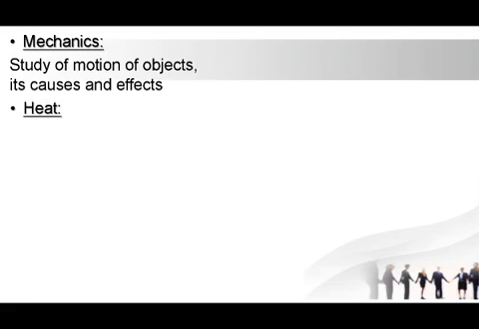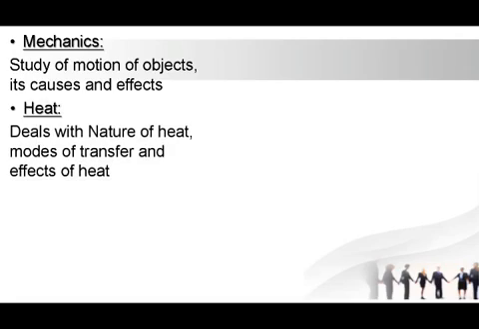Now next branch is heat. Deals with nature of heat, modes of transfer, and effects of heat. Nature of heat: it was first considered that heat is a type of matter, but further experimentation proved that heat is not matter, because it is invisible, weightless, and can flow from one body into another body. Modes of transfer is the process in which heat is transferred from one place to another place. Modes of transfer means conduction, convection, radiation. These are the processes in which transfer of heat takes place.